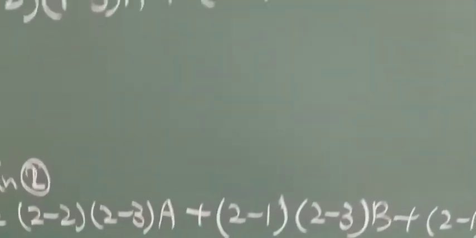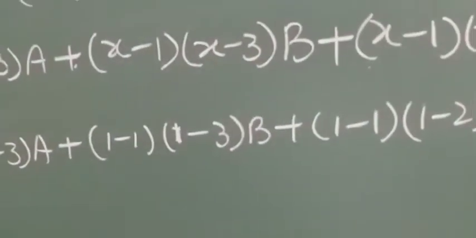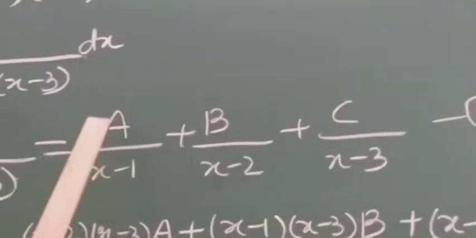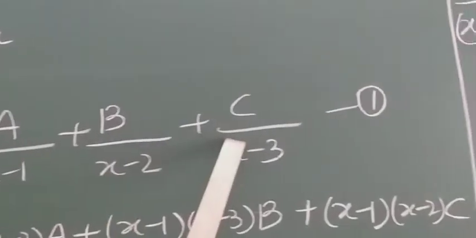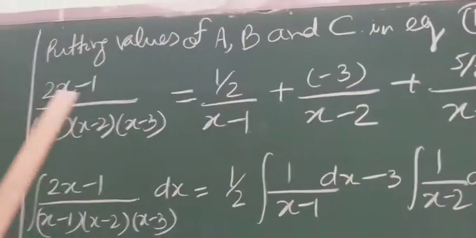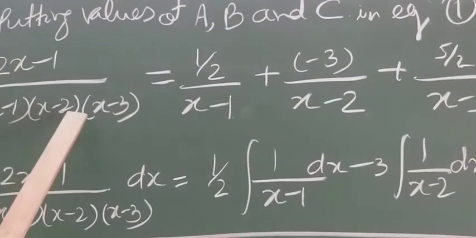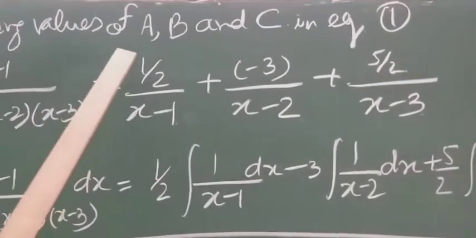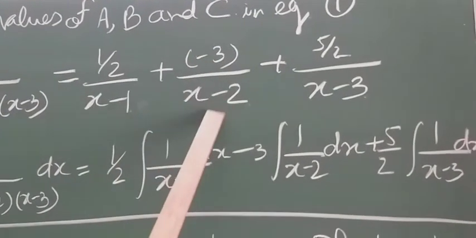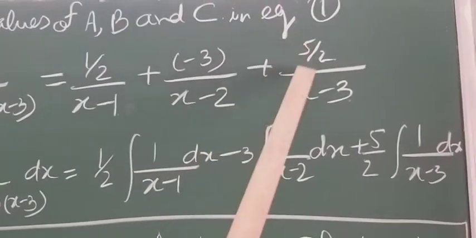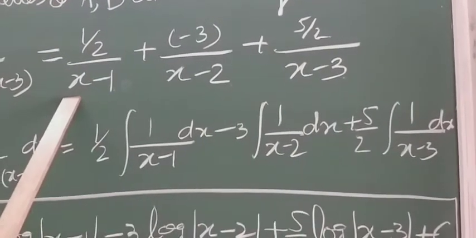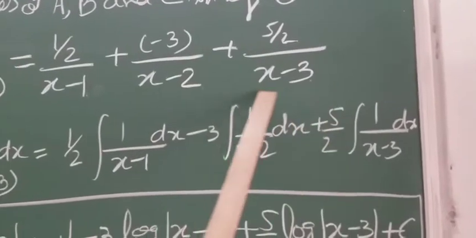So this is the method of getting the values A, B, C. Okay, let us put the values of A, B and C in equation number 1. Then we get (2x - 1) upon (x - 1)(x - 2)(x - 3) equals (1 upon 2) upon (x - 1) plus (-3) upon (x - 2) plus (5 upon 2) upon (x - 3). Now students, easily we can find its integral.